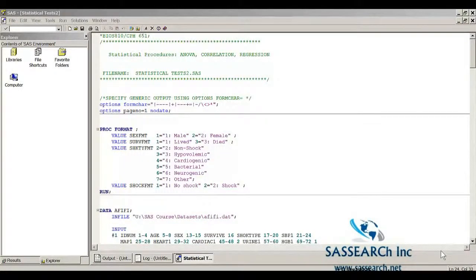SAS Demonstration Statistical Tests Part 2.